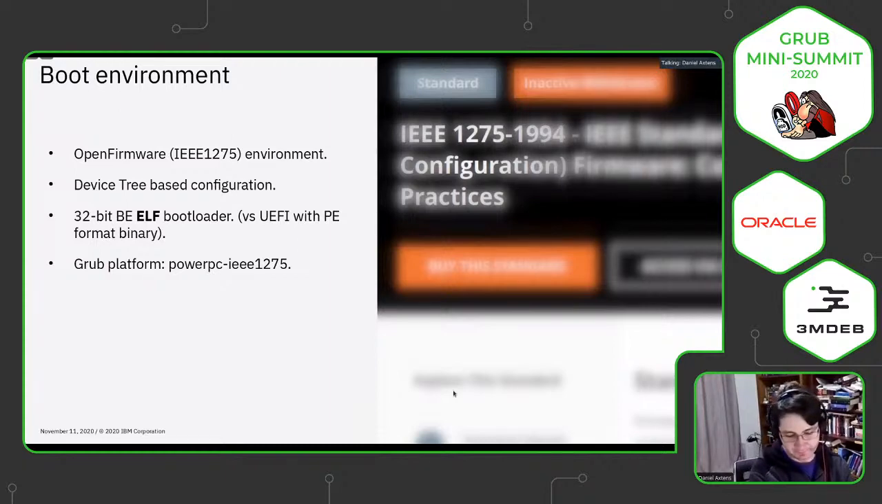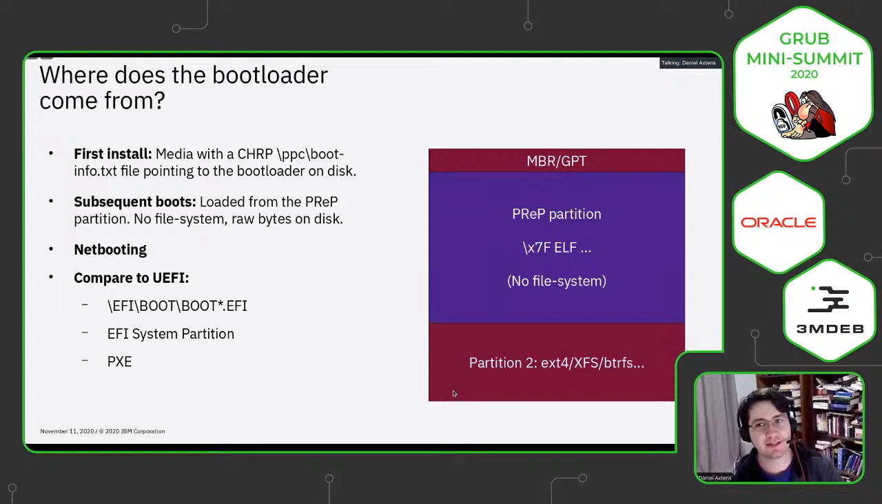So one of the interesting quirks of a boot environment that dates from the 1990s is some of the interesting ways firmware can locate a bootloader. If you're first installing your system, what you'll probably do is attach a CD or a boot USB or something to your virtual machine or your LPAR, and that will contain a file called bootinfo.txt in the PPC directory. That file is sort of HTML or SGML-like, with angle brackets and ampersand entities, and it points you off to a file containing an ELF binary, and that's what's loaded and run.